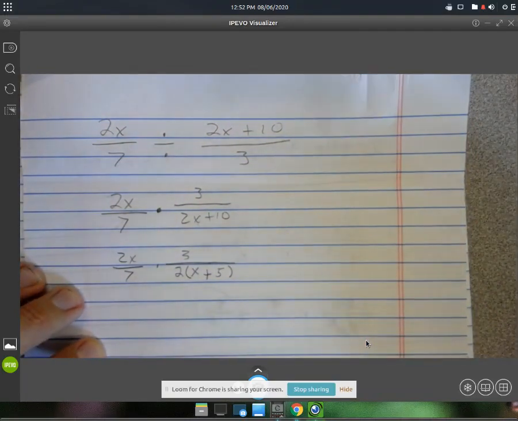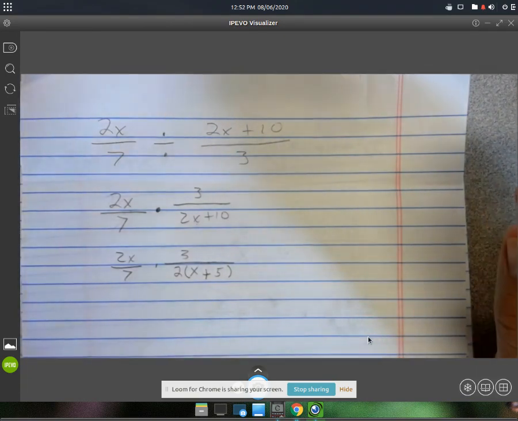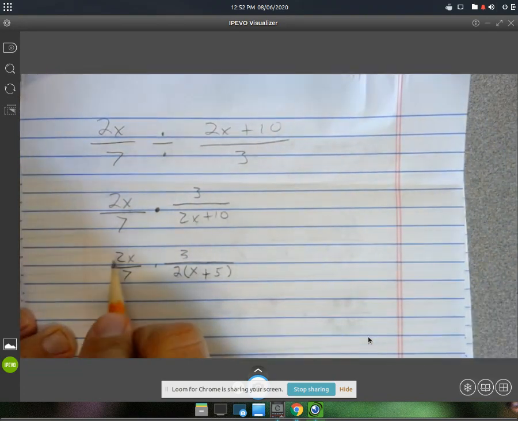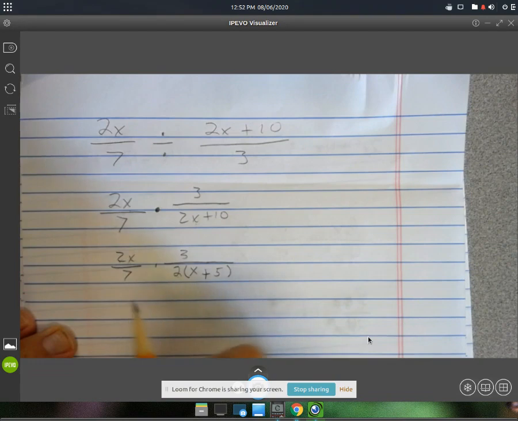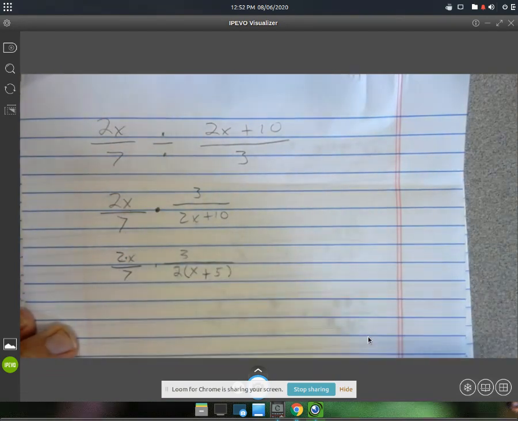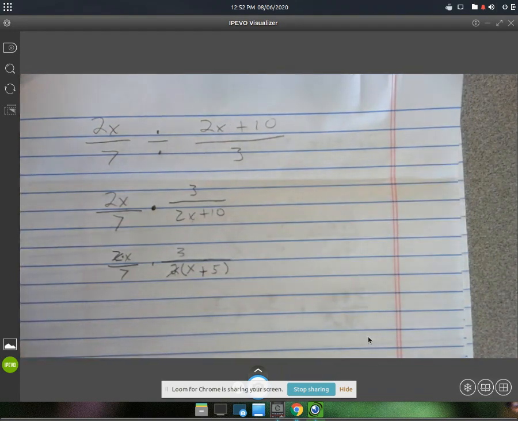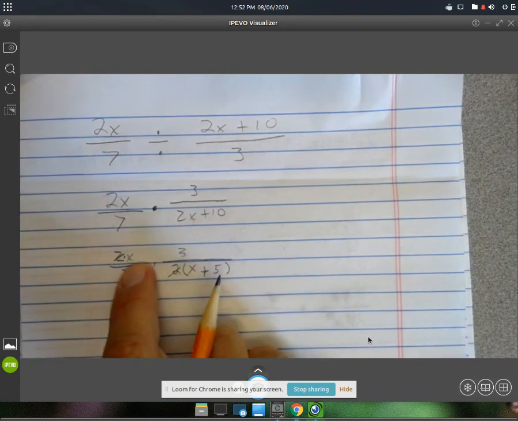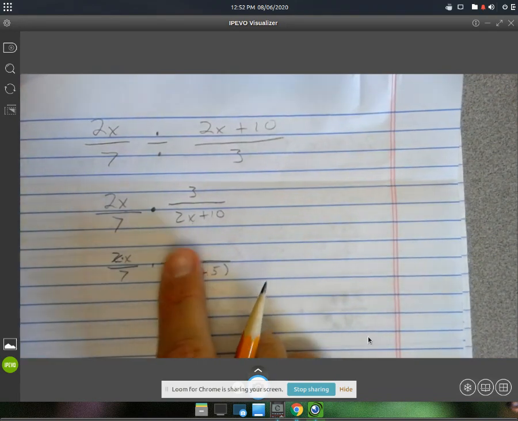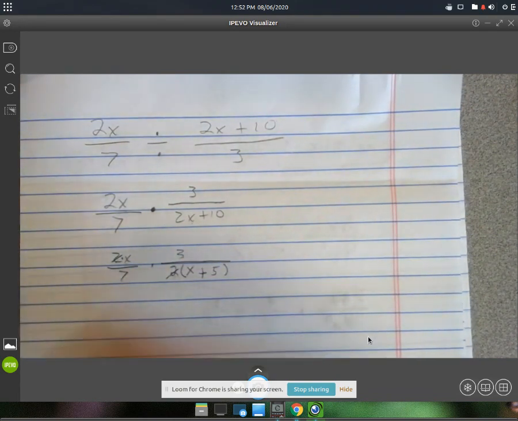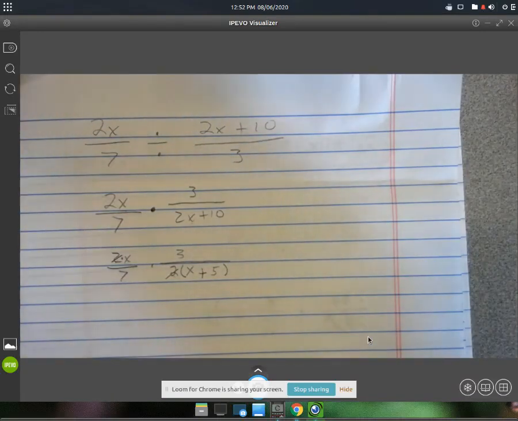And now is the only time that you would be able to simplify or cancel anything. This 2 can cancel with that 2 because this is multiplication as well. It's like 2 times x. So that 2 cancels with that 2. And nothing else will cross cancel with each other. You don't have an x plus 5 to cancel with that. The 3 and the 7 won't simplify at all. So just multiply straight across and you're done.